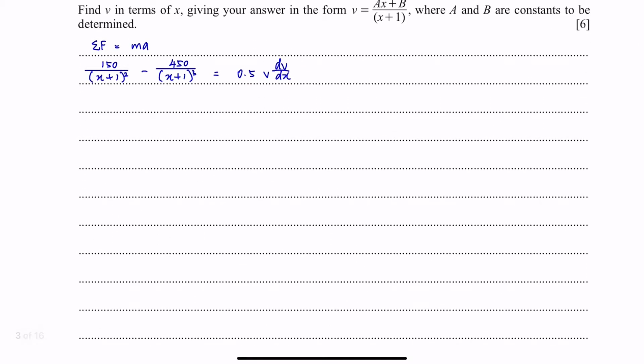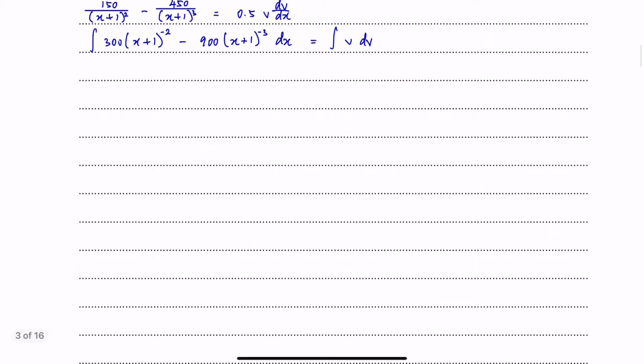And now we can start to put them in terms of integration. So we can have 300 times (x plus 1) to the negative 2 minus 900 times (x plus 1) to the negative 3 dx equals to integration of v. So now we can start to integrate them.